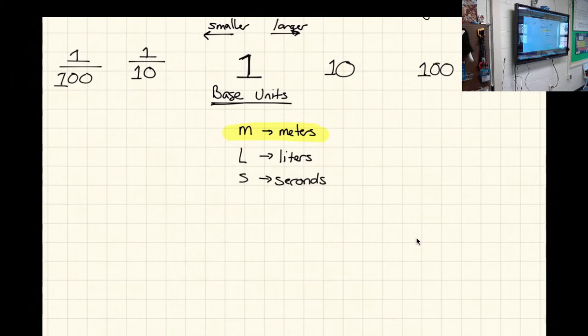So let's jump over a little bit. This, ladies and gentlemen, in the 1/100th range is known as a centimeter. 1/100th of a meter is 1 centimeter. I'm going to write the word centimeter under that. One-10th is known as a decimeter. It's dm, decimeter.